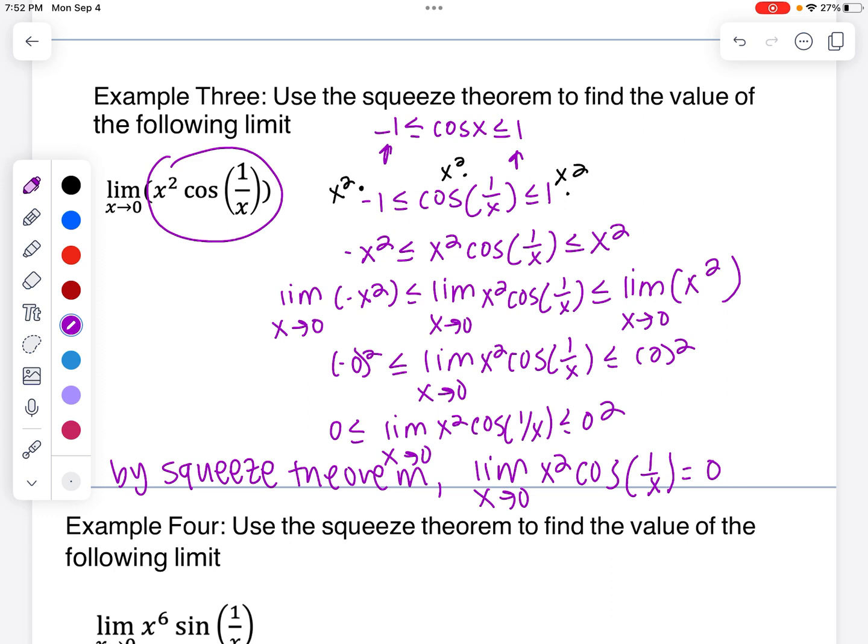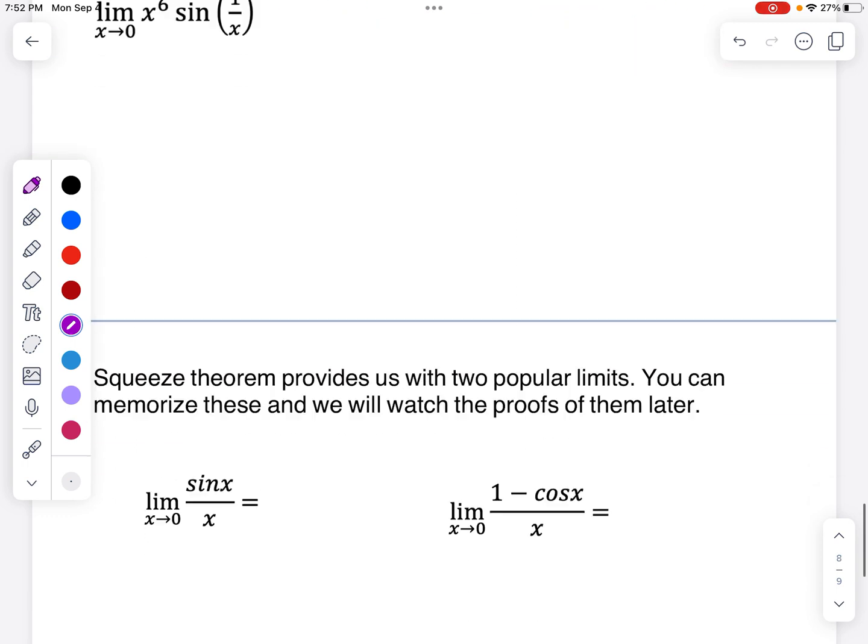So, on to example 4. I'm going to work it out quietly, but it's almost exactly the same as example 3. A lot of times, but not always, these problems that involve cosine of 1 over x or sine of 1 over x come out to be 0. It doesn't always happen, but it's often. So for example 4, I'm going to work through this quickly.